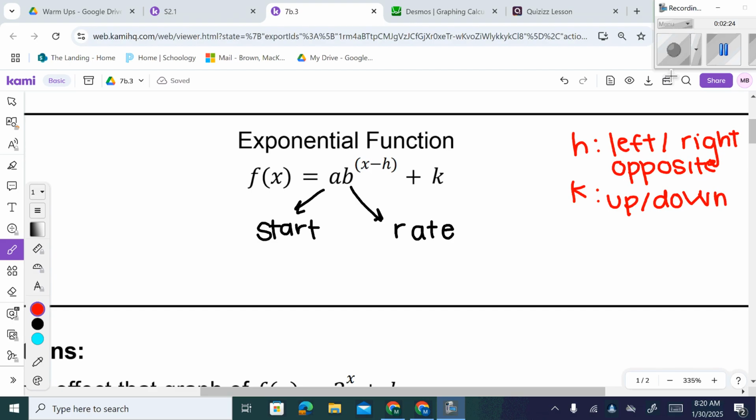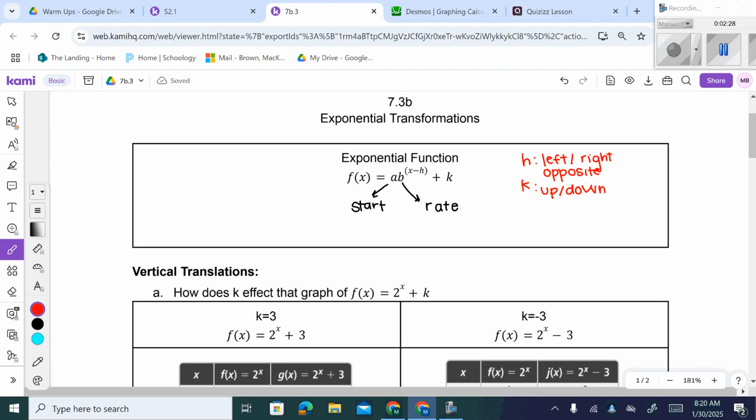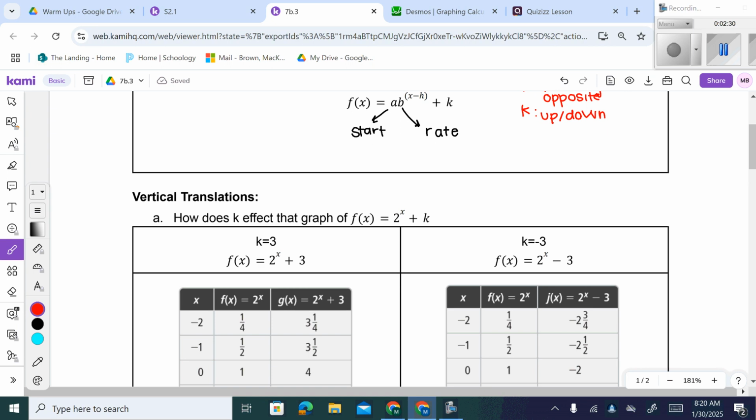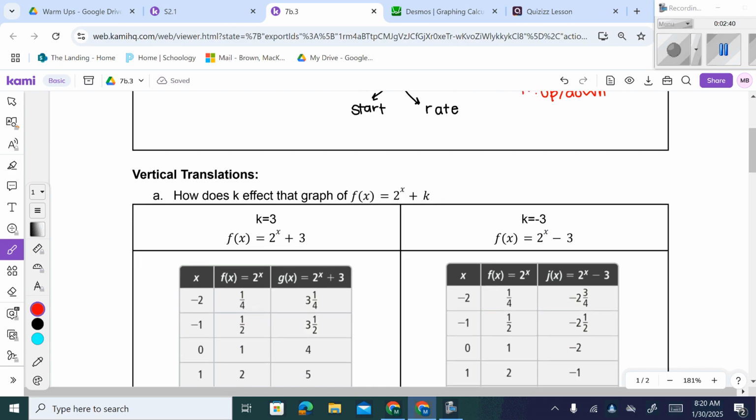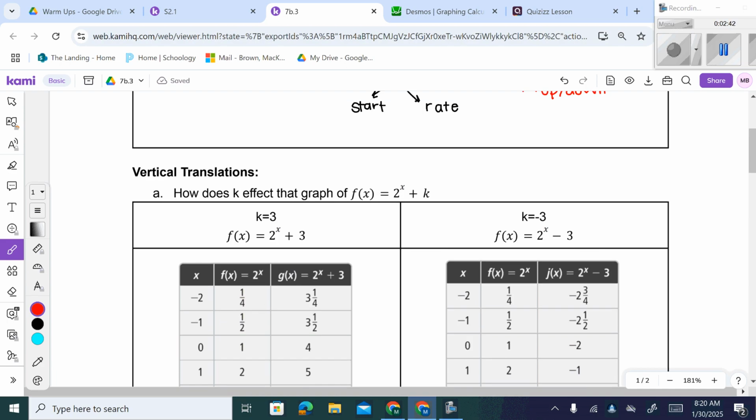So they gave you this example of f of x equals 2 to the x plus k. Okay, and they made the k positive 3 here and negative 3 here. All we're doing is moving this graph on the coordinate plane. What do you think this plus 3, how do you think it's going to move it? Is this with the x or is it by itself? So do I have to change it? No. So it's going to stay the same.